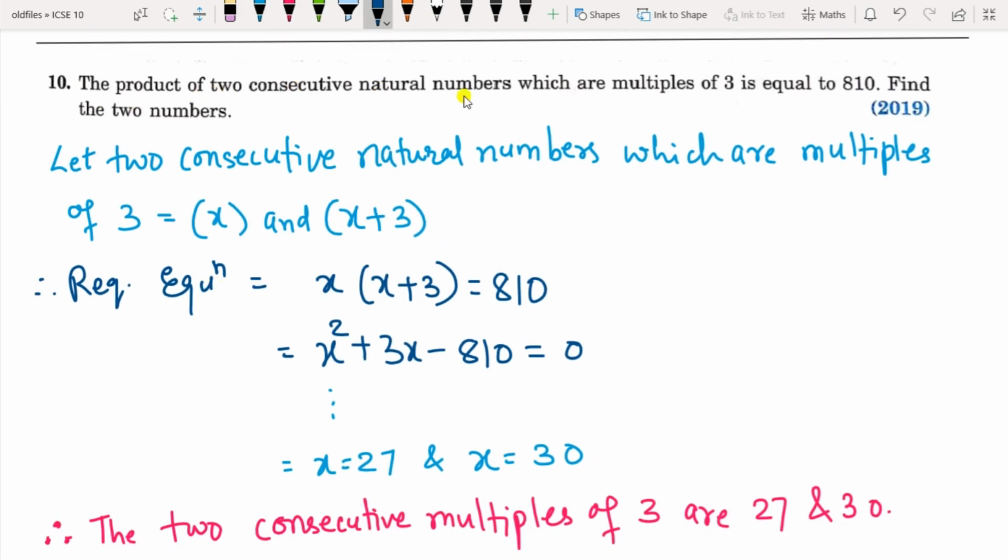Question 10. The product of two consecutive natural numbers which are multiples of 3 is equal to 810. Find the two numbers. This was asked in 2019. So let the two consecutive natural numbers which are multiples of 3 be x and x plus 3. Just now we have seen this above. So their multiplication gives 810. Now open the bracket and this is the quadratic equation. Solve it. You get x as 27 and x as minus 30. So the two consecutive multiples of 3 are 27 and 30.